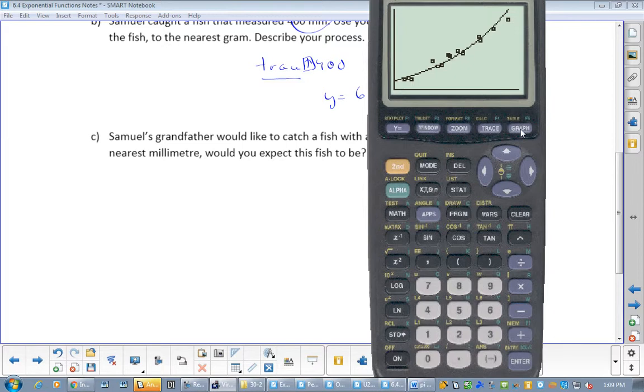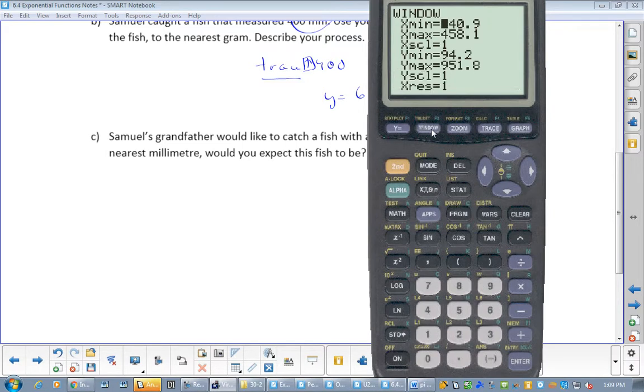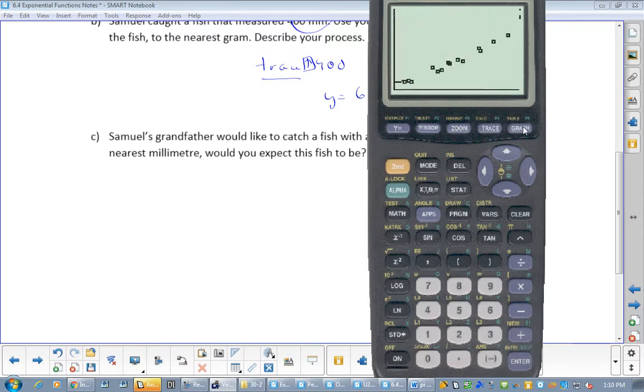Okay, and I see nothing. So we got to go to y max. How do I get there? Window. My y max is 951. Do you see how 1,000 is above my graph line? So we should change that to what? 1,000 or maybe 1,200. I'd like to see a bit more of it. Right there. Chances are that's my answer right there, right?